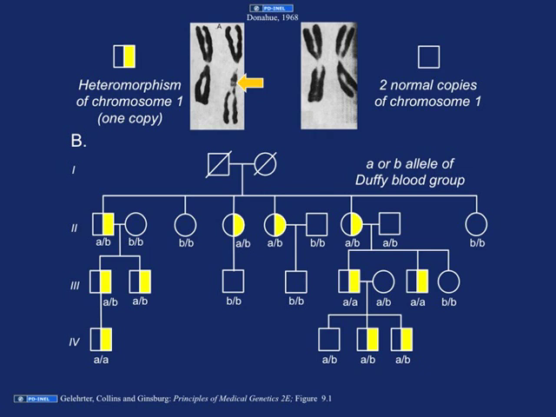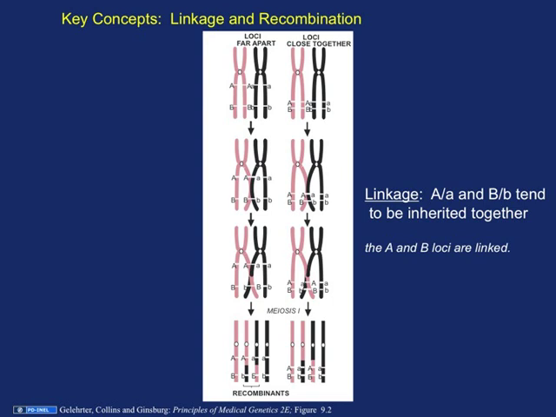Does this heteromorphism cause the Duffy blood group? What do you think? Nope. We can prove it because we can find a lot of people who have Duffy A who don't have the heteromorphism. So you don't have to have the heteromorphism to get the Duffy A blood group. But within this family, they're traveling together. That's what linkage is. Okay. And why does it occur? It occurs because of this phenomenon of recombination.